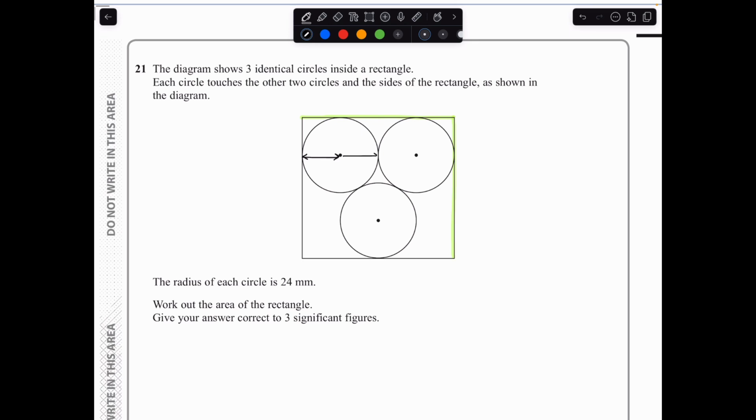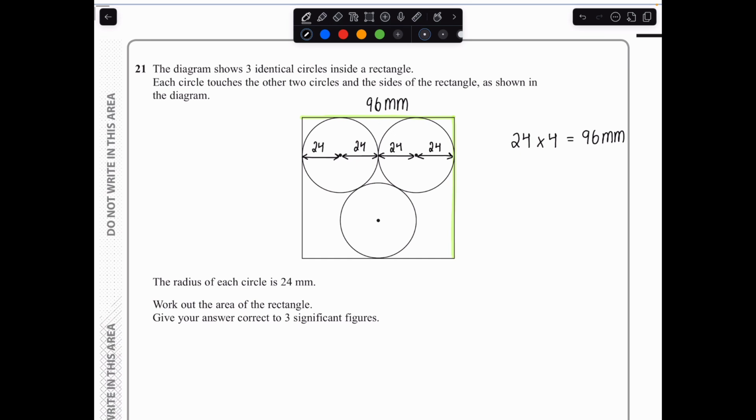If we look, we can connect four of these radiuses, or radii, together to form one of the lengths. If each one of these radii is 24 millimeters, all we have to do is times 24 by 4, and that gets us one of the lengths. So if we times 24 by 4, we get 96 millimeters. So now we know what one of the lengths is: 96 millimeters.